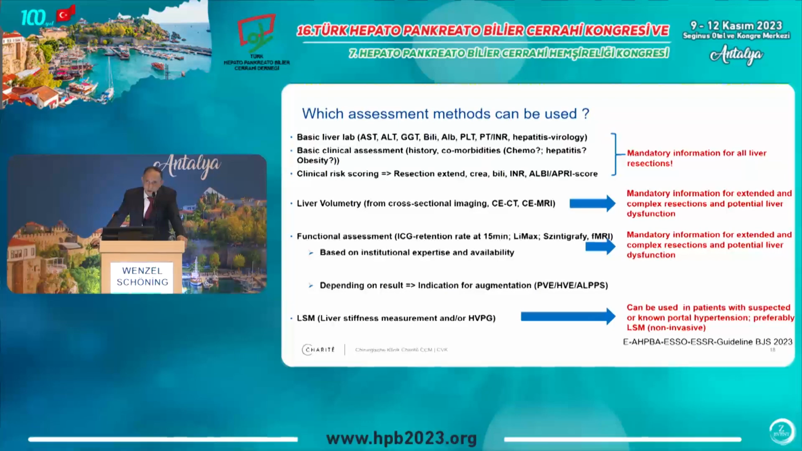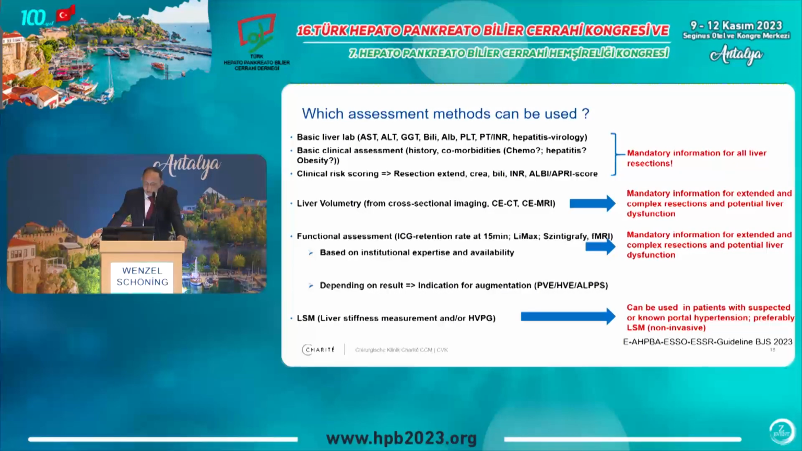So depending on the result, if the result is not good enough, you can still change strategy and make an indication for augmentation. And what kind of augmentation should be used, we will hear in the next talk. I think Fatih will talk about it. What is better, PVE or HVE or maybe ALPS procedures.